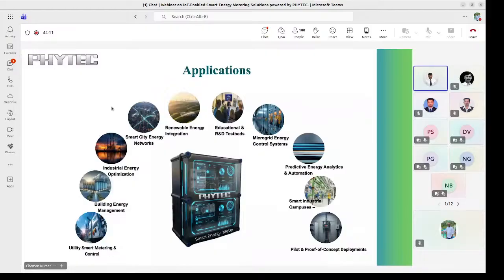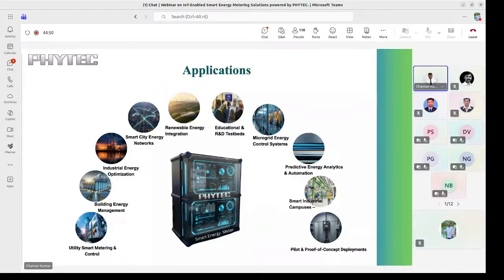Then there is the educational and R&D test bench, where a student can monitor real-time power, voltages, thresholds, total harmonic distortion, how much harmonic distortion is there in the supply, and load profile. Then the microgrid energy control system. A microgrid means a campus or a factory, which needs local energy monitoring and industrial power balancing. In real time, it is an industrial microgrid.